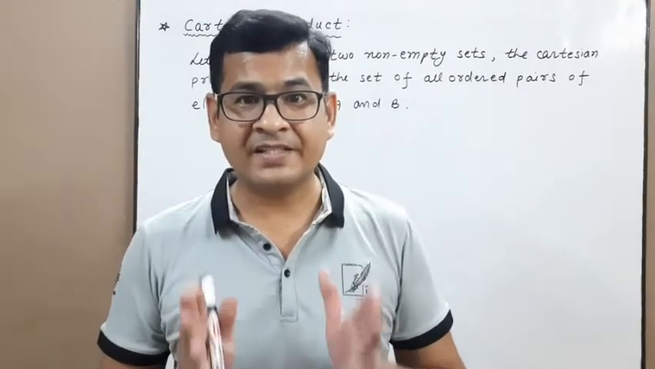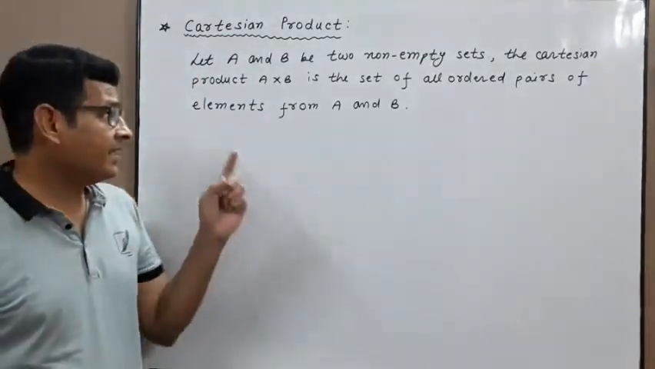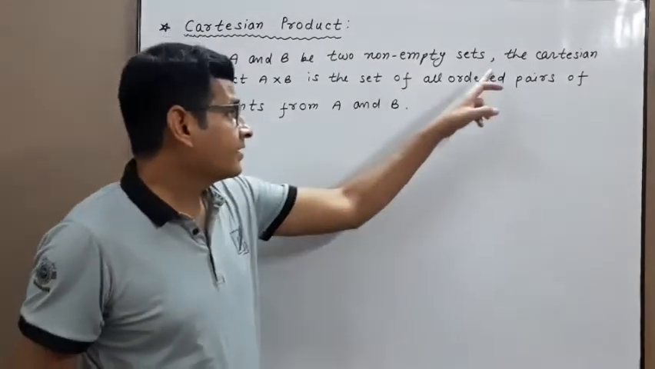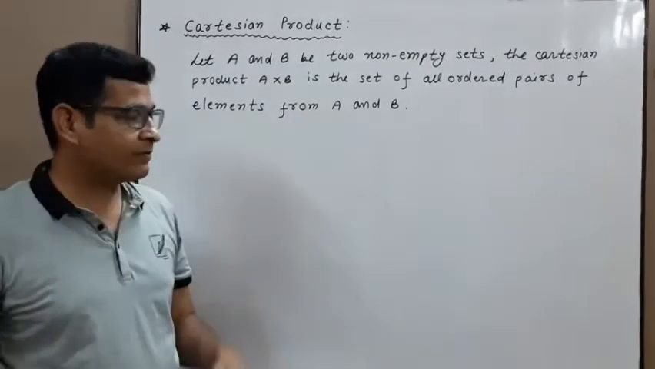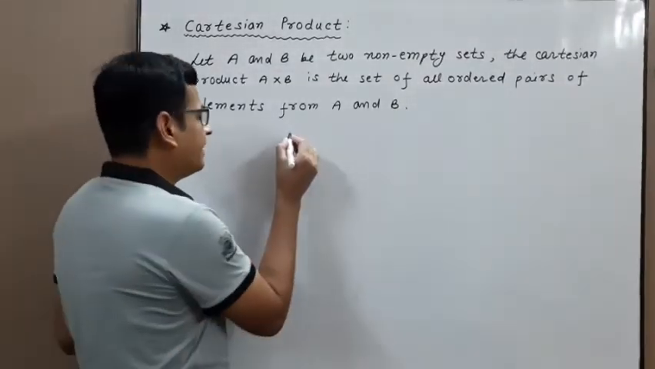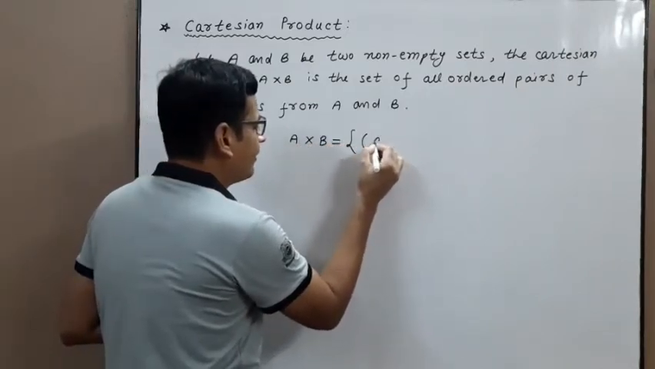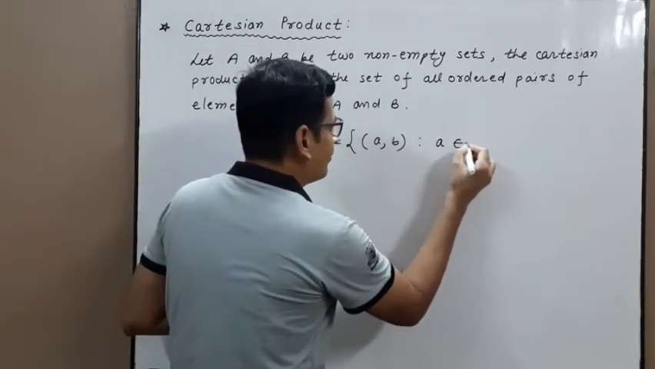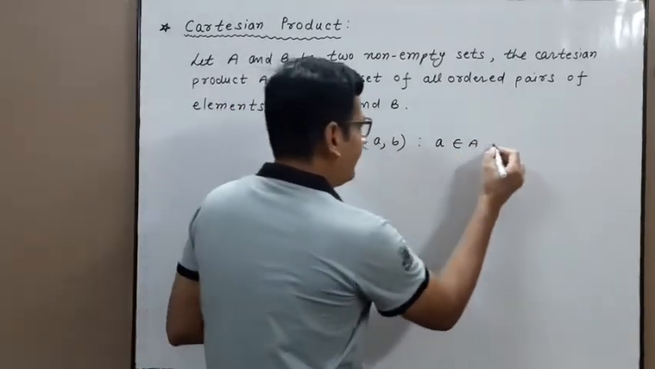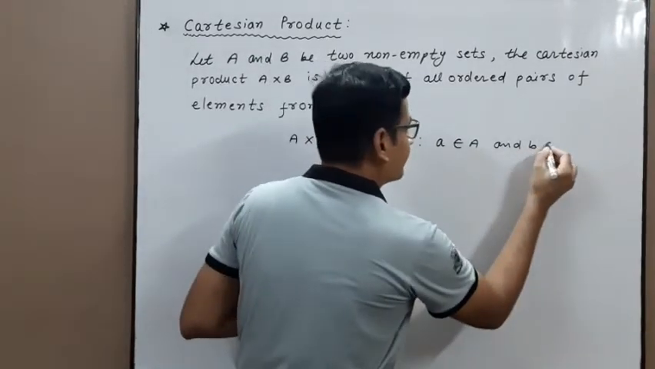Hello students, today we are going to discuss chapter 2, relations and functions. First, Cartesian product. Let A and B be two non-empty sets. The Cartesian product A cross B is a set of all ordered pairs of elements from A and B. Mathematically we write A cross B is a set of ordered pairs (a, b) such that a belongs to the first set and b belongs to the second set.